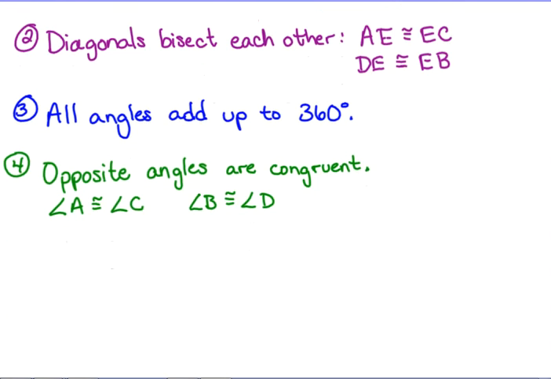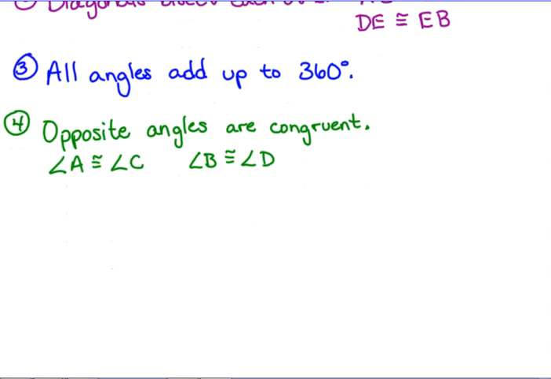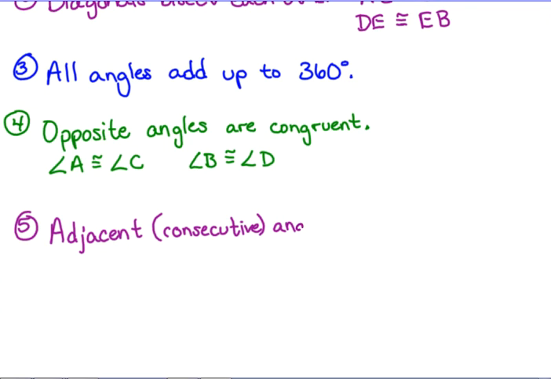Okay. Last one here. What if I said adjacent, or you may also see the term consecutive angles are, what do you think the conclusion there might be? Are they congruent? No? Okay. First of all, let's make sure we know what adjacent or consecutive means.